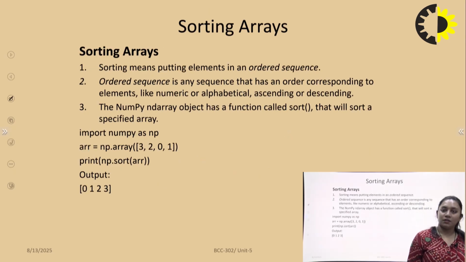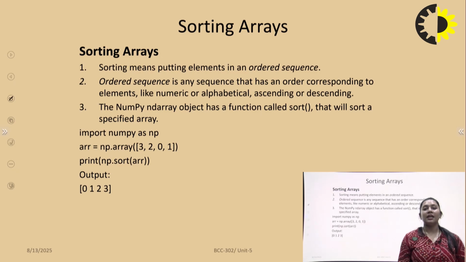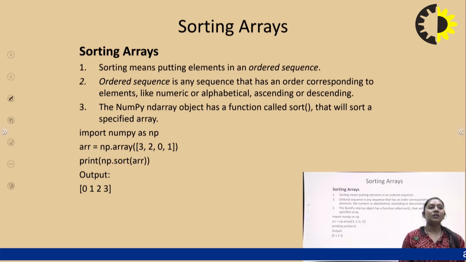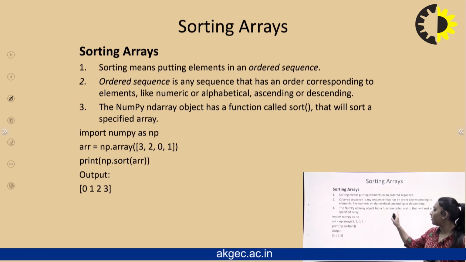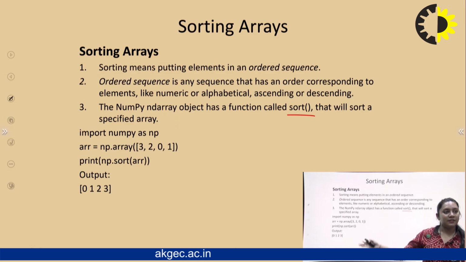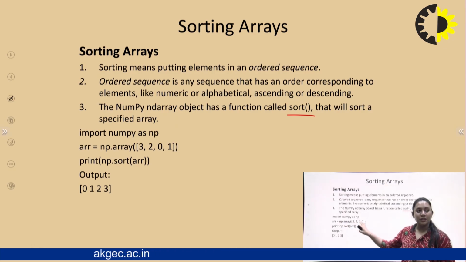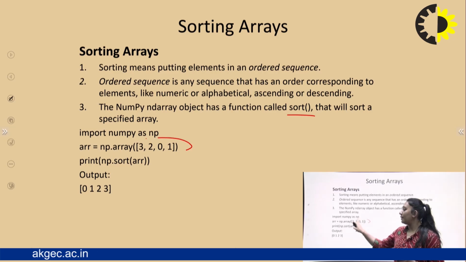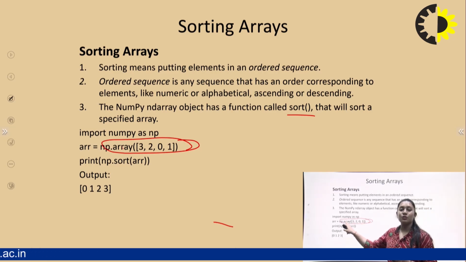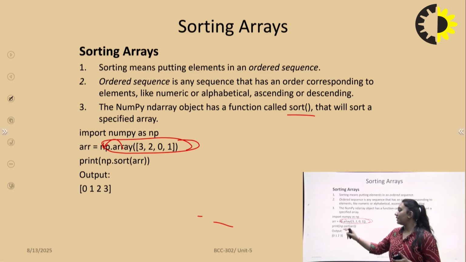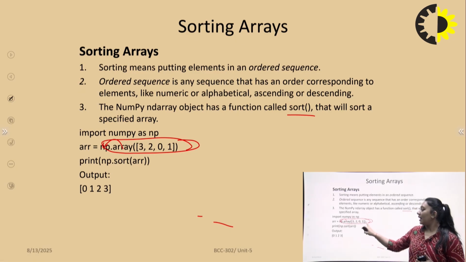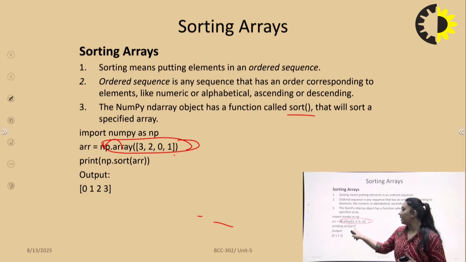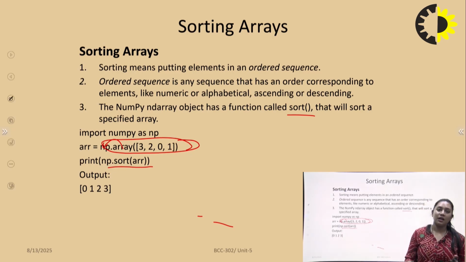Next is sorting. Sorting the array means putting it in an ordered sequence, which means ordering the elements in alphabetical or numerical order, ascending or descending order. It can be implemented with the help of the sort function, and it can be specified with a NumPy array. For example, you import numpy. Next, whatever data is present can be stored in the array element. After that, calling the list, array, and also sort. By using the sort function, you can sort the array.